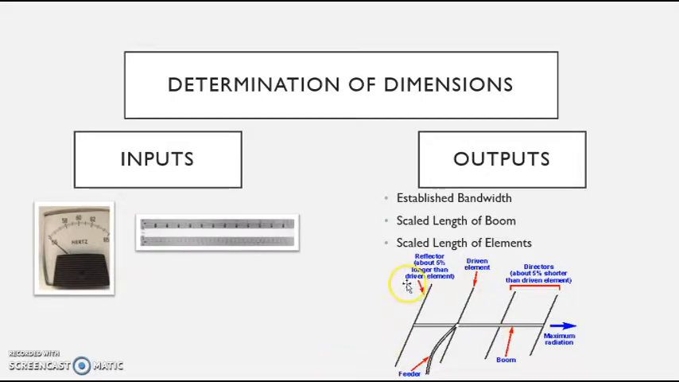To give you a brief discussion about it, the driven element in the antenna is electrically connected to the receiver or transmitter, whereas the boom supports and contains the driven elements.